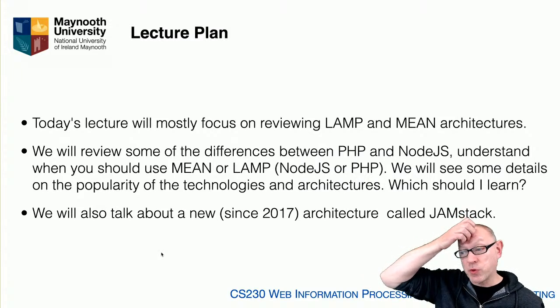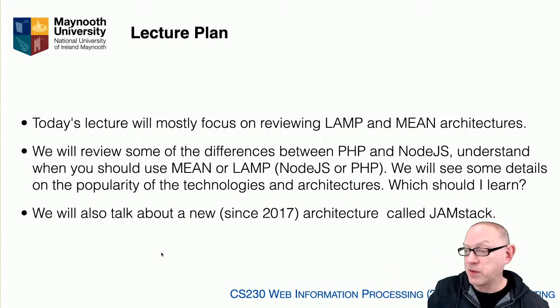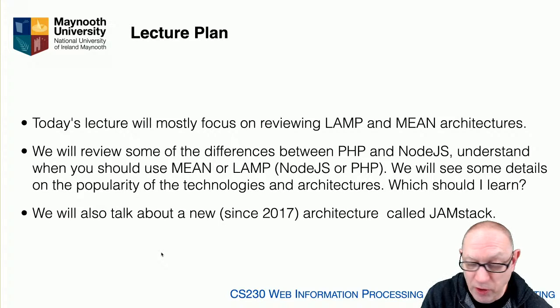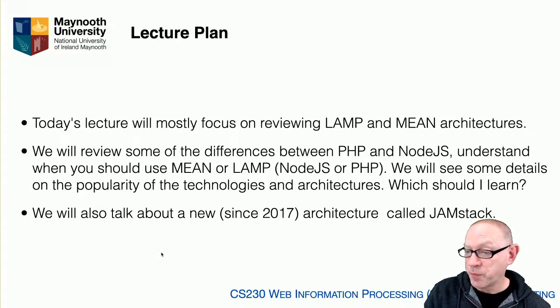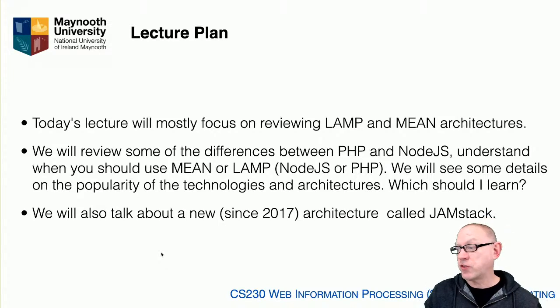So remember, LAMP, of course, was Linux, Apache, MySQL or MongoDB, and PHP, or Perl, or Python, whatever you want, as the backend. And MEAN will be MongoDB, Express, which we haven't come across yet in any detail, Angular, and Node.js as well. So we'll see some details about the popularity of these technologies and architectures. And you should be asking yourself, well, which ones should I learn?